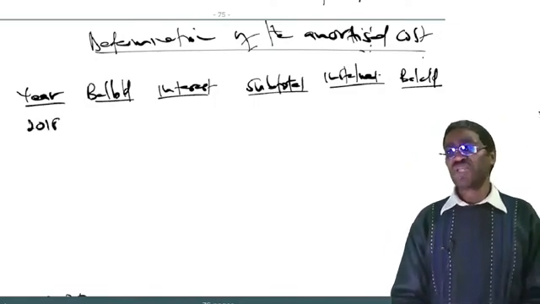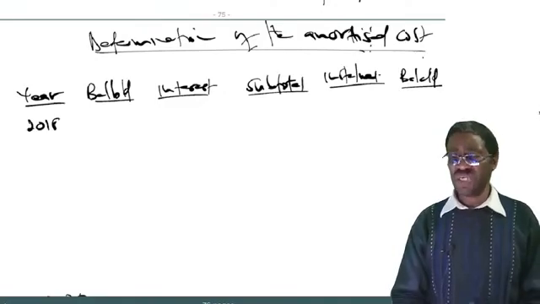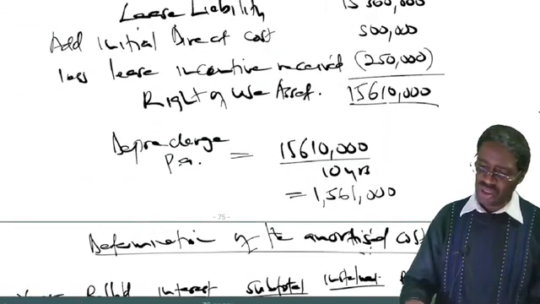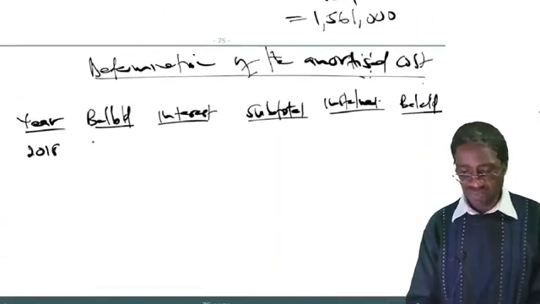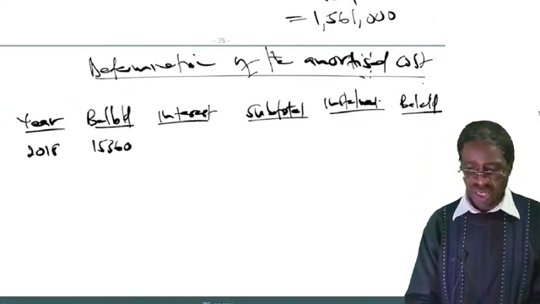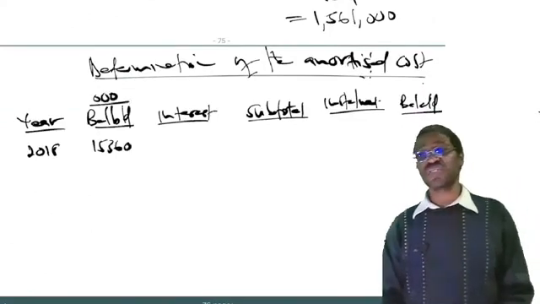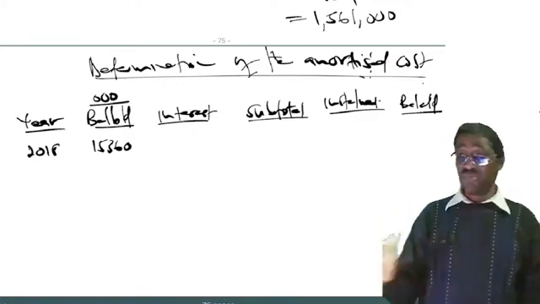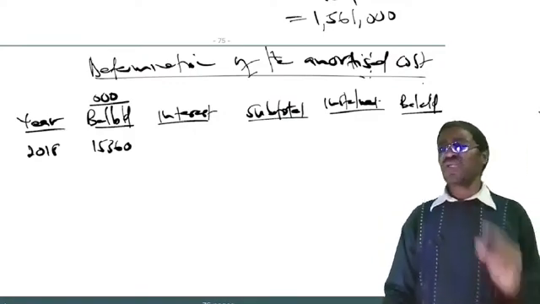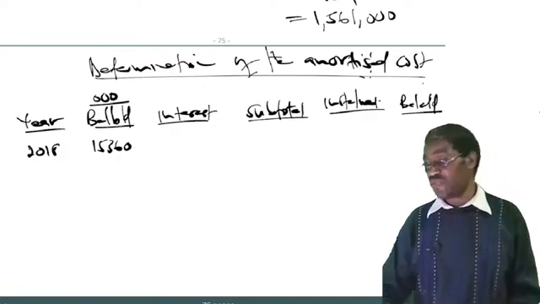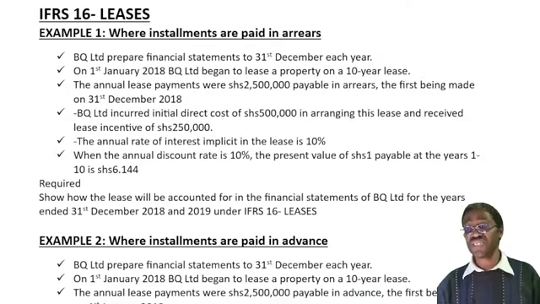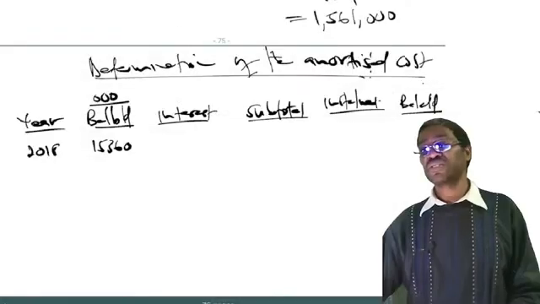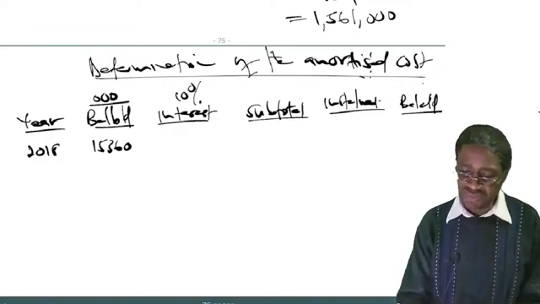We start by bringing down the balance. By the beginning of the year, our liability was how much? It was 15,360. I said I'm putting my figures in thousands so that I don't make my table too long. Then we compute the interest. If I remember from the question, the interest was 10%. So we charge 10% interest, which will come to 1536.